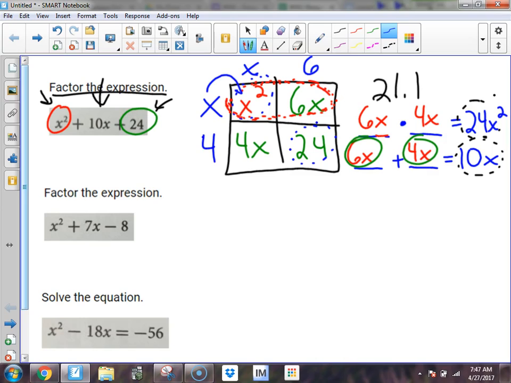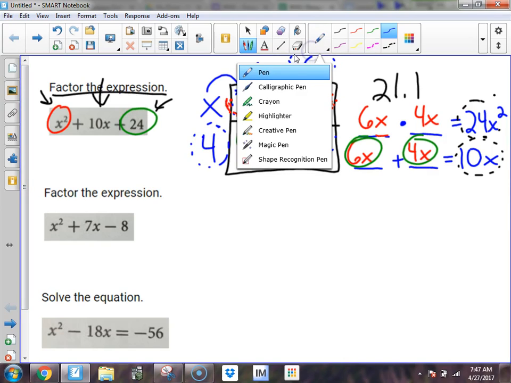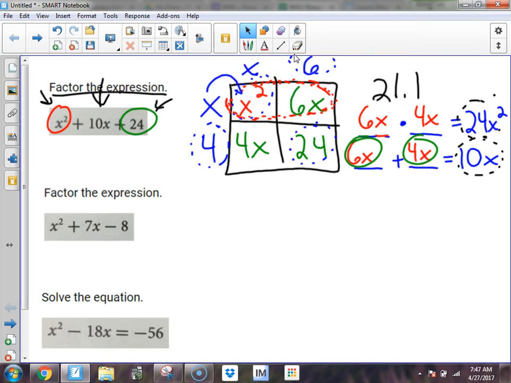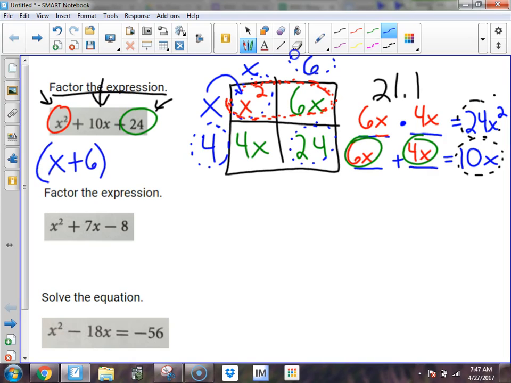So knowing that this is a positive right here, and this is a positive right here, then I'm simply going to put down x plus 6 times x plus 4. That's the way that I work this out. And you could FOIL, or you could even do the multiplication. We kind of have it already done for us right here to double check that we have the right answer. And it works. I'm going to work through the next one a little bit quicker.